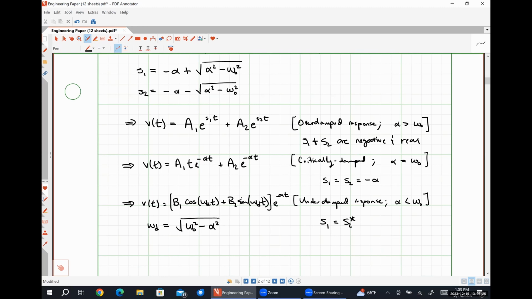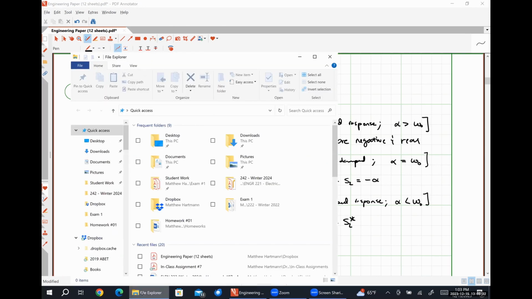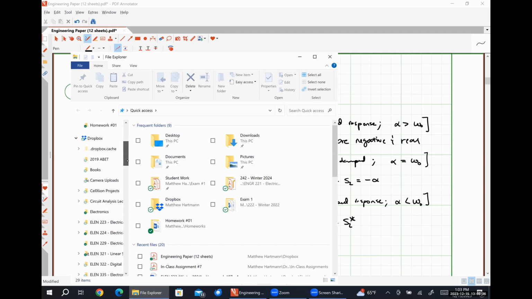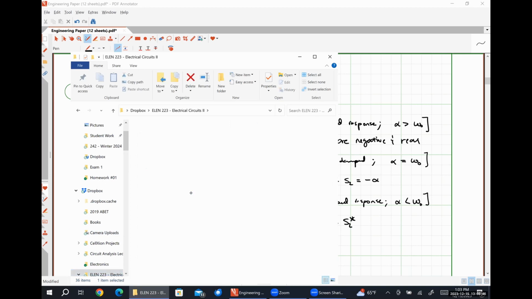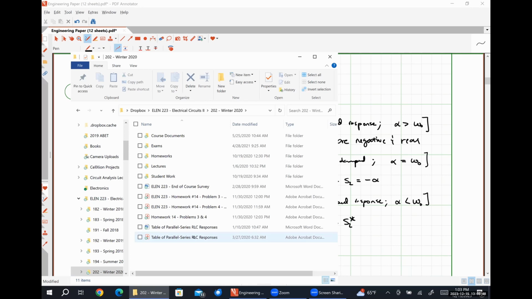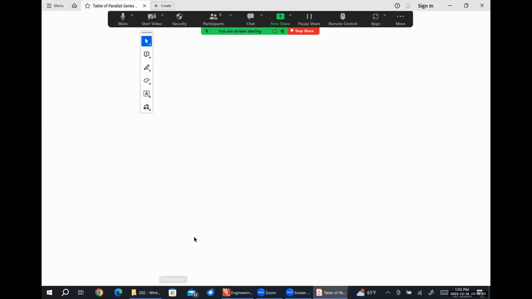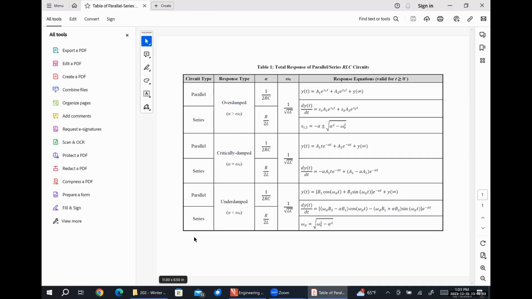Now, I see you're a bit far away, so this is hard to read. So let me show you a little something here really quickly. I'm going to open a file. Let's go to Dropbox. Circuits 2. Here, maybe. Open the folder. All I'm doing is opening up the table that I literally gave you.